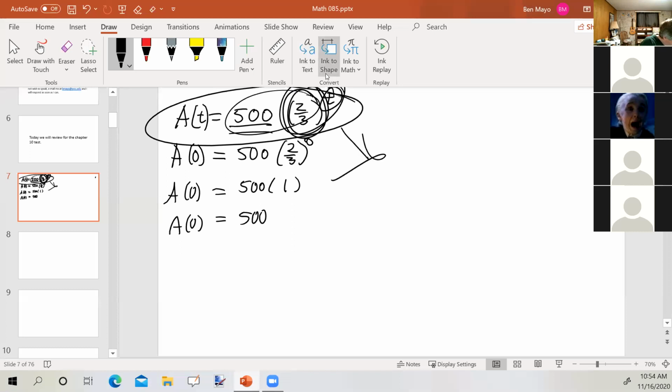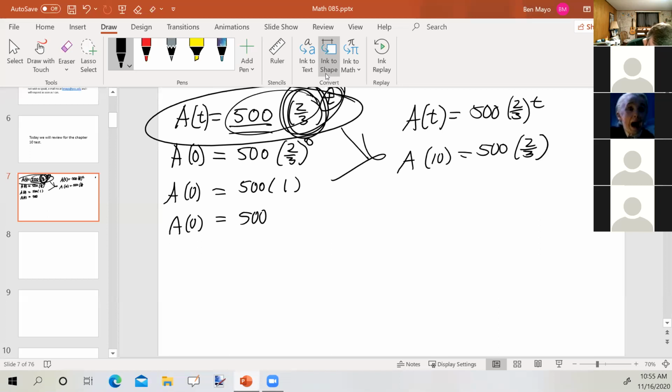Okay, now here's what it says. 500 grams of a radioactive material decays according to the formula which was given up there, where t is measured in years. Find the amount present in 10 years, round to the nearest 1/10 of a gram. So they want us to take A of t equals 500 times 2/3 to the t power and find A of 10, because t is time in years, and they want to know after 10 years.